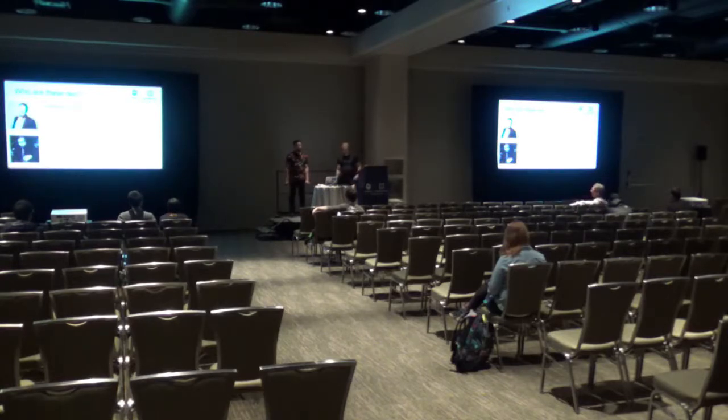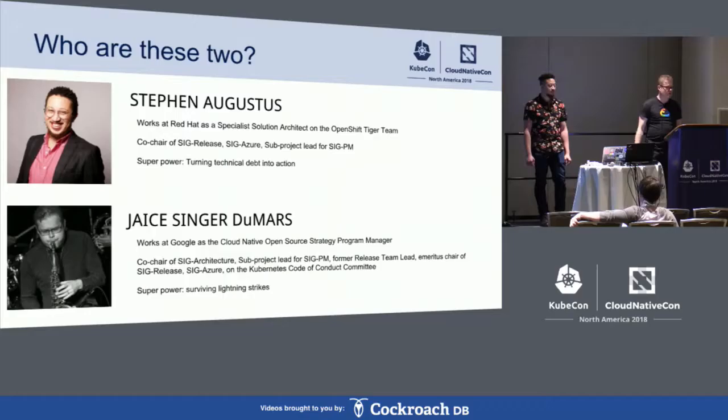I am Jaice DuMars. I work at Google in the cloud native open source strategy, and I'm a program manager there. In the Kubernetes community, I'm co-chair of SIG architecture, and I lead a sub-project in SIG PM. I am emeritus leadership for the release SIG, and former release leader, and I am on the Kubernetes Code of Conduct Committee. So, generally speaking, if you see something that you think is inappropriate for the conference and you see me, I'm a person that can help you and get you to the right places.